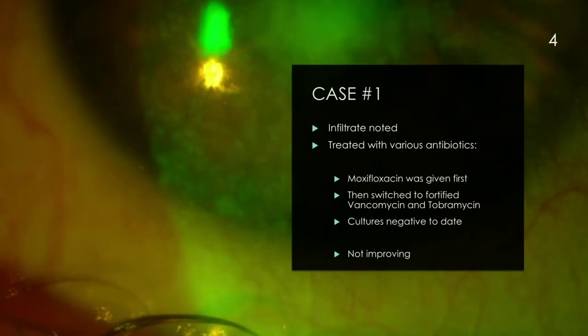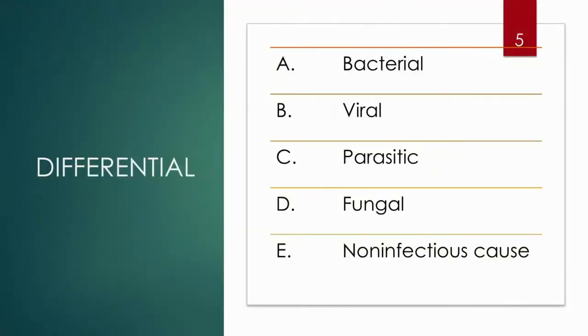They cultured her and switched her to fortified vancomycin. She still wasn't getting better, and cultures were negative to date. I don't have a picture of what she looked like at this point, but this is a young girl with a large ulcer, getting worse on fortifieds. So what could this be?